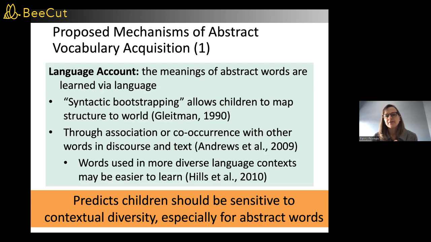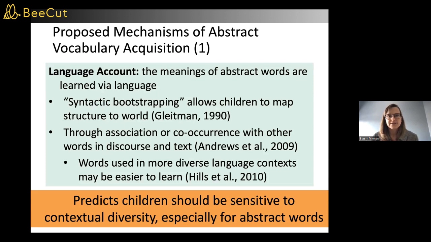And given these mechanisms, the prediction would be that if a word occurs in a lot of different contexts, if it has high contextual diversity, that should help children with acquisition. And so you should see some sensitivity and some effect of contextual diversity in children's language processing, particularly for abstract words, if this is a mechanism that is particularly important for the acquisition of abstract concepts or abstract labels.